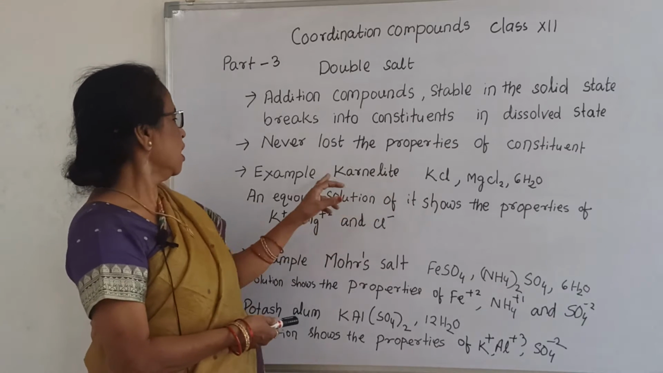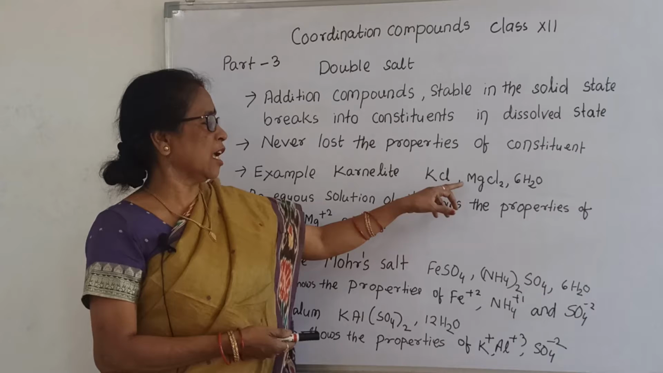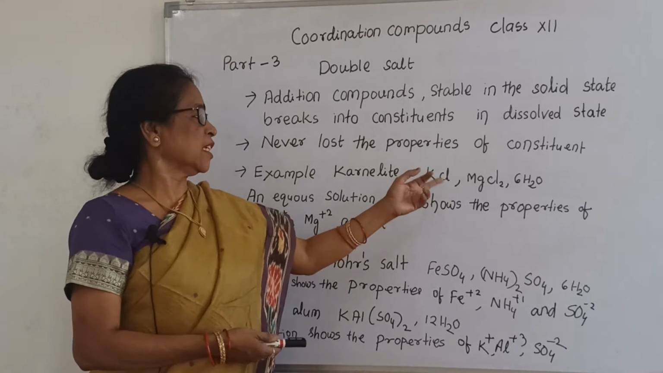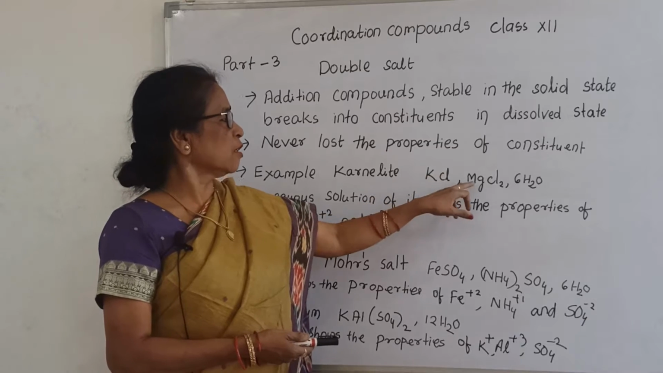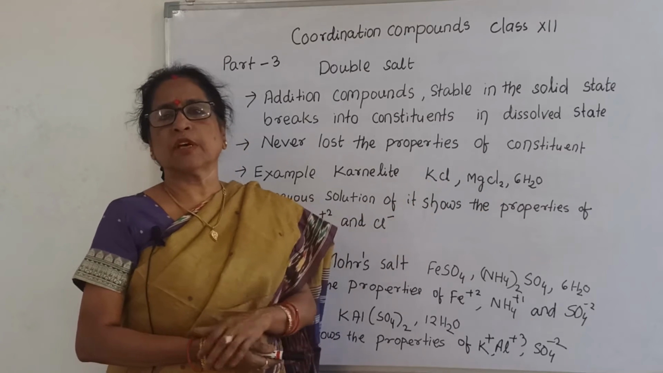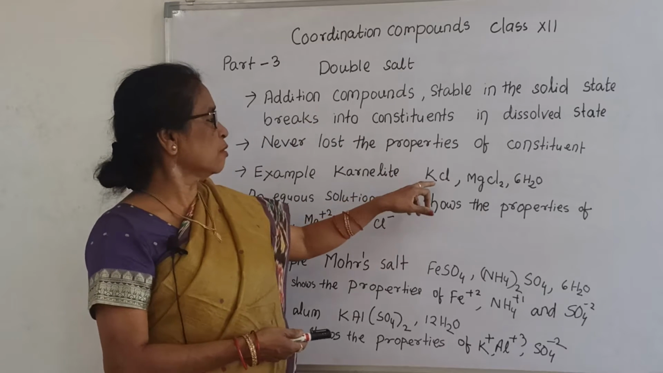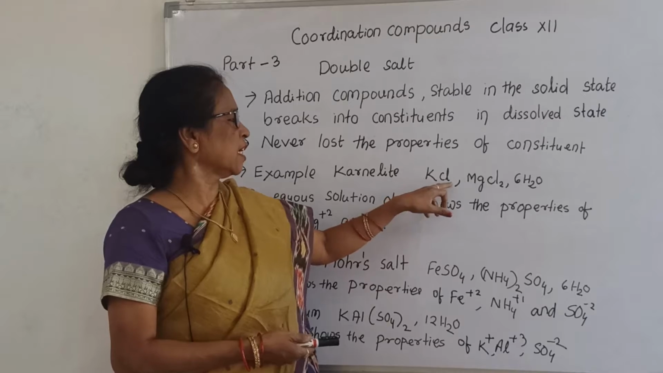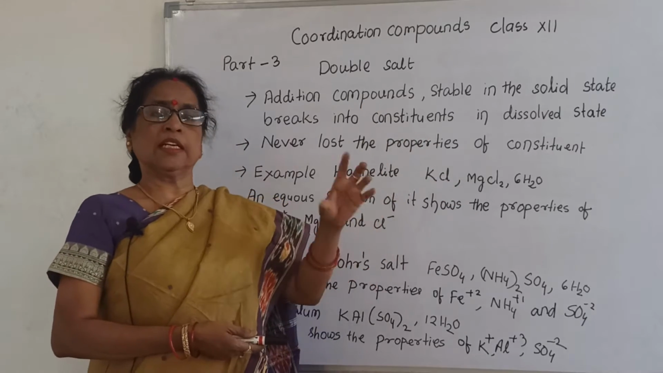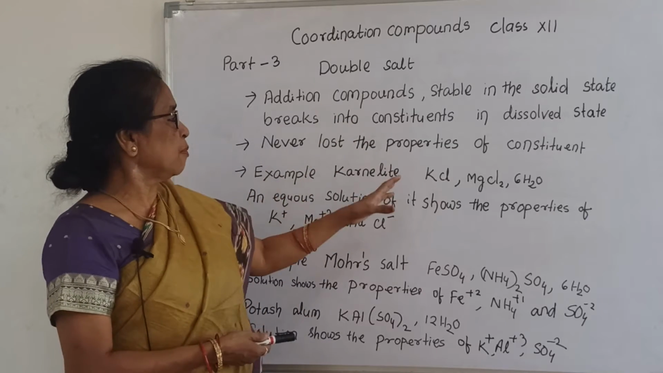See the example, carnallite. Carnallite means KCl, MgCl2, 6H2O. That means potassium chloride and magnesium chloride with 6 water molecules of crystallization, and these are addition compounds. You can see it is a mixture of KCl and MgCl2, with water of crystallization of 6 molecules of water. Stable in solid state.